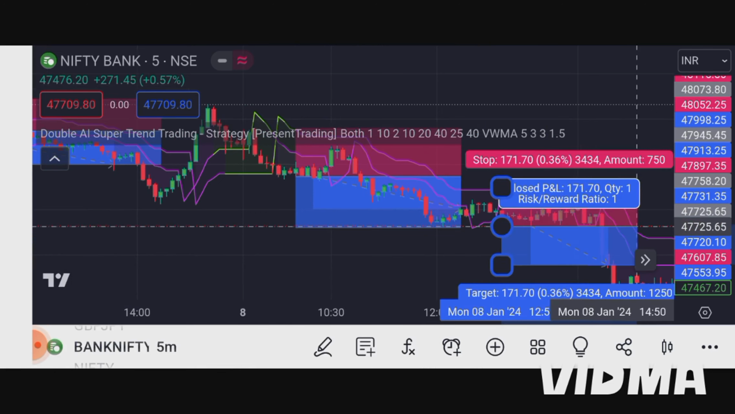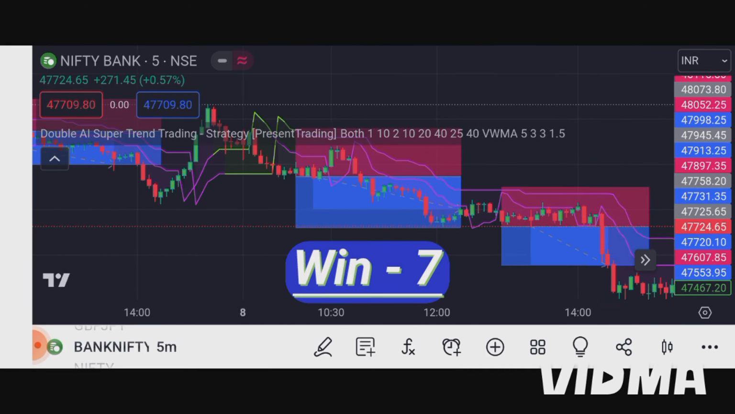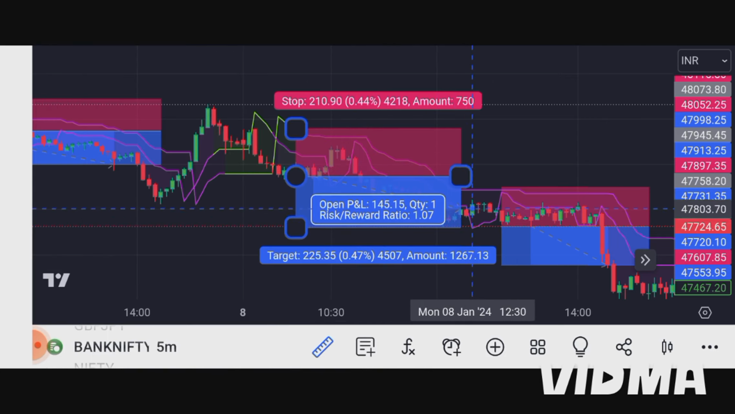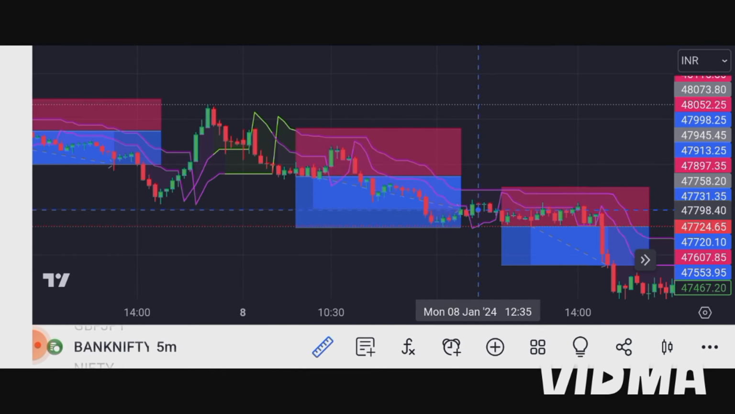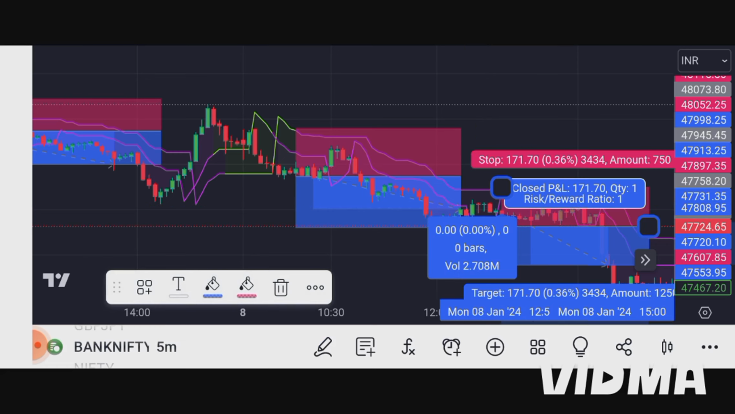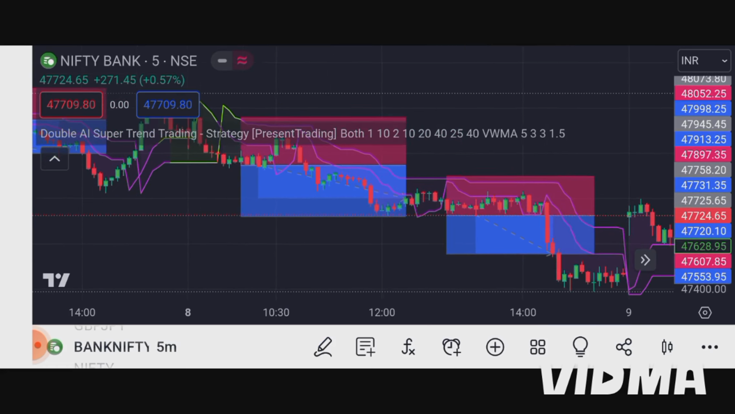Now if you check, again the target is hit, because in another super trend, if the prices go above the super trend line, like in this case, the super trend changes signal to buy, but in this case the signal is not changed. If you check, purple continues, so that is the reason it is a double AI super trend, and it's a very good indicator if you use it.